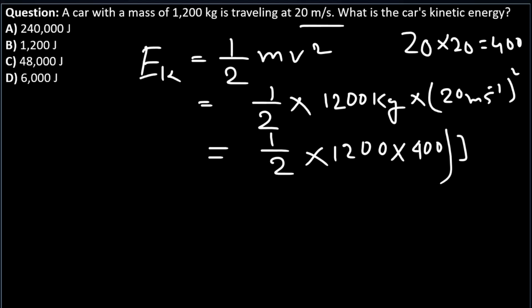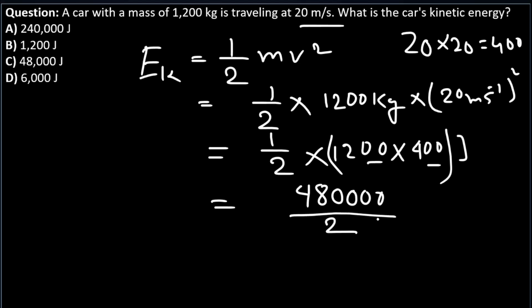So here we need to calculate the multiplication. So here half. Okay, so 12 times 4, 48, and 2 zeros and 2 zeros will be added here, divided by 2, and now it will give me 240,000. So the first one, option A, will be the answer, 240,000 joule.